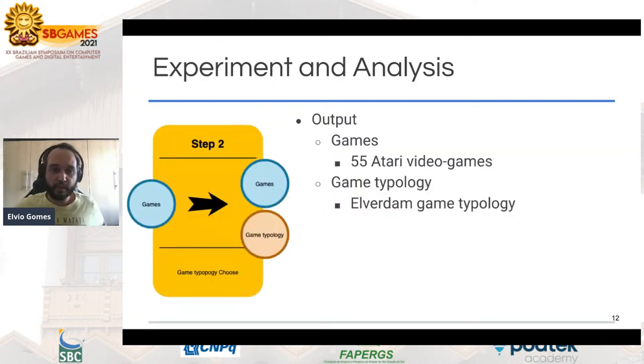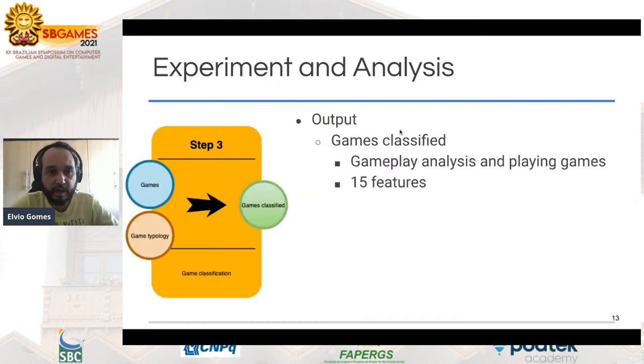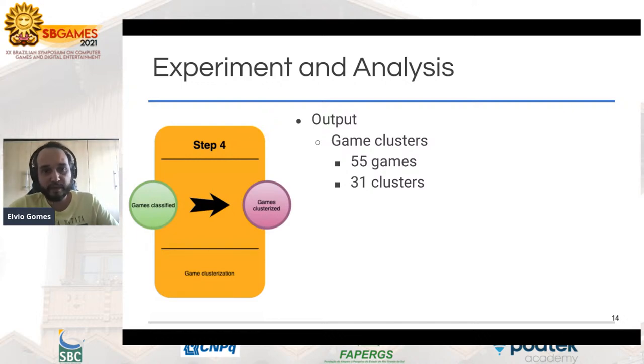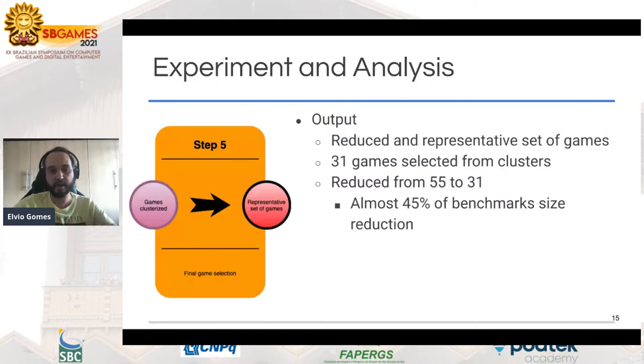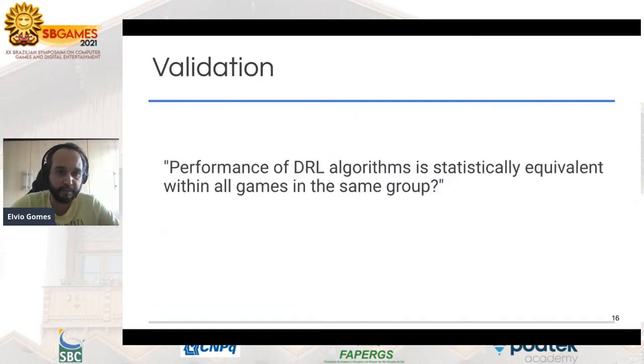With those games, in step two, we choose the algorithm topology, and after that, in step three, we classify all these games. To classify games, we started playing all of them and watching videos, this kind of thing. With those 55 games, we clustered them into 31 clusters, 31 groups. And after that, we removed games until all groups had only one game at the end. So we removed a lot, almost 14.5 times of benchmark size reduction.